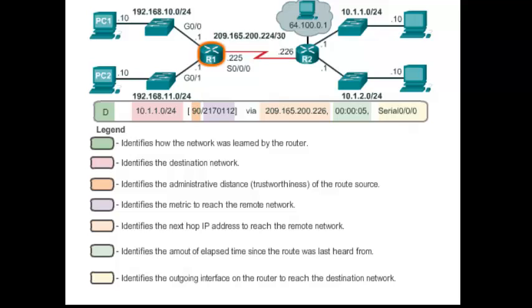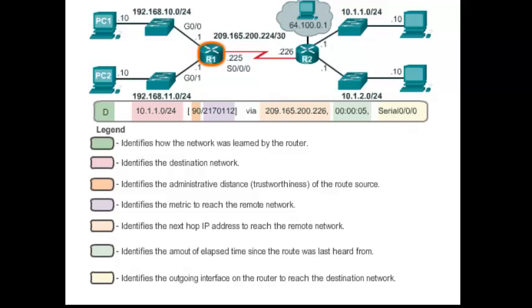For remote networks, the information displayed in the routing table contains the route source that identifies how the route was learned, the destination network that identifies the address of the remote network, and administrative distance that identifies the trustworthiness of the route source, metric, which is the value assigned to reach the remote network, next hop, that identifies the IP address of the next router to forward the packet, route timestamp that identifies when the route was last heard from, and outgoing interface that identifies the exit interface to use to forward a packet toward the final destination.